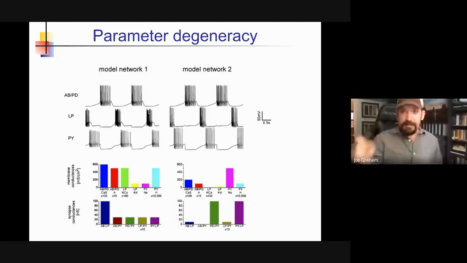Yeah, and somebody was asking in the last session about how do we know that this is correct? And this is a problem, parameter degeneracy. There's lots of combinations that can produce the same behavior. So you have to make sure that you're within physiological ranges, and there's different checks you can do to sort of minimize this. But yeah, it's a problem.